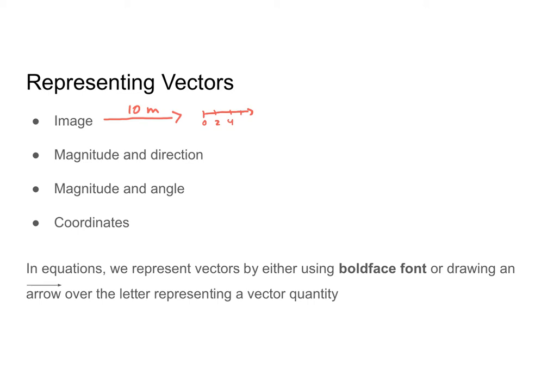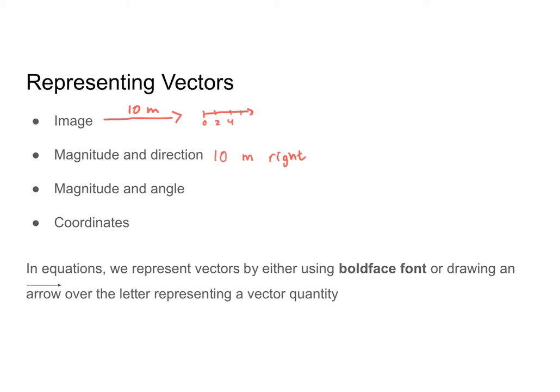Secondly, I can give a vector as a magnitude and a direction. So I could say that my vector, that same vector that I just drew for my image, I could also express as 10 meters to the right. And that is giving me my magnitude, 10 meters, and my direction, right.